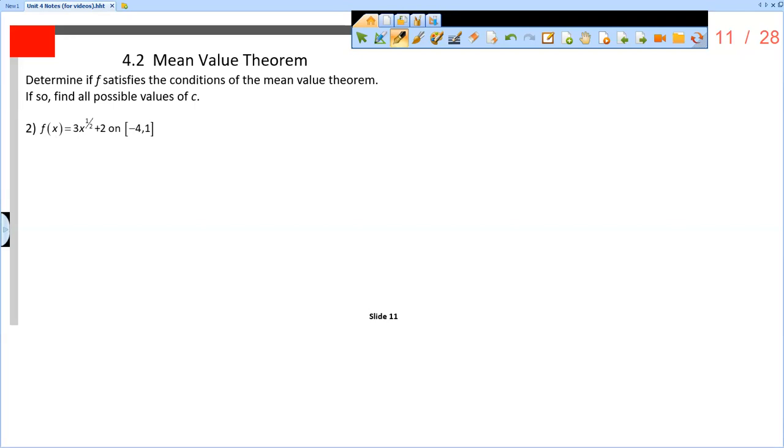This is the video for section 4.2 notes, slides 11 and 12. All right, so we're talking about the mean value theorem. Determine if f satisfies the conditions of the mean value theorem. If so, find all possible values of c.